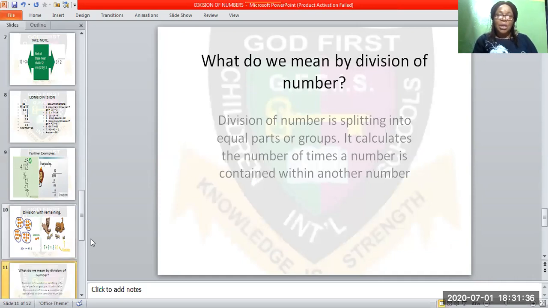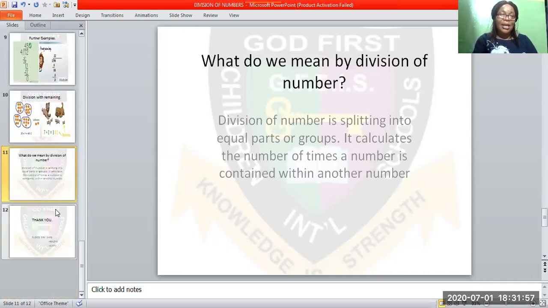And so, remember that we said that division of a number is the splitting into equal parts or groups. It is splitting into parts or groups. That is to say, it calculates the number of times a number is contained within another number. Are we together?